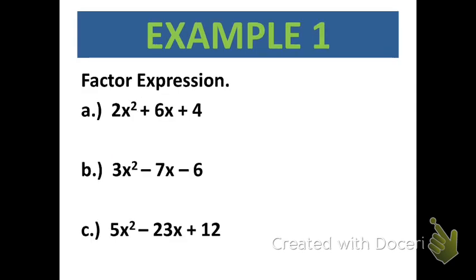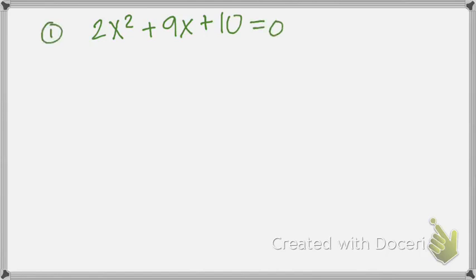It went away. Hold on. Sorry, I'll rewrite it. 2x squared plus 9x plus 10 equals 0. That's question 1. Question 2.